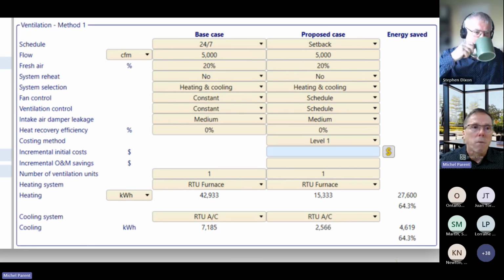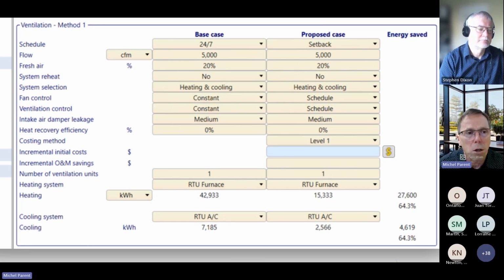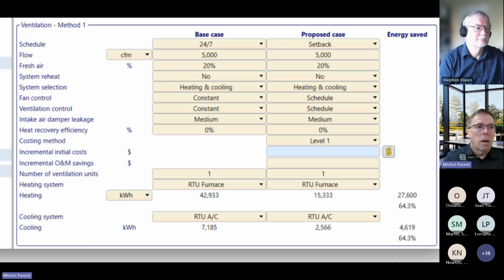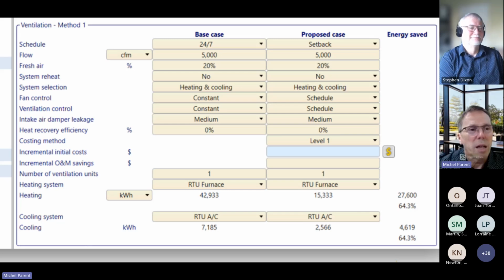The schedule, well, right now I've got a 24/7 schedule in the base case. And as Stephen said before, we can define a proposed case with measures. It will actually be the space temperature set point that you actually want to maintain in the building. And if you have a setback, it will actually include that in the schedule that I showed you before. Then you will enter the percentage of outside air, which here is called fresh air. I stay away from fresh air usually because, depending where you're located, the outside air is not always that fresh. So the percentage of fresh air.